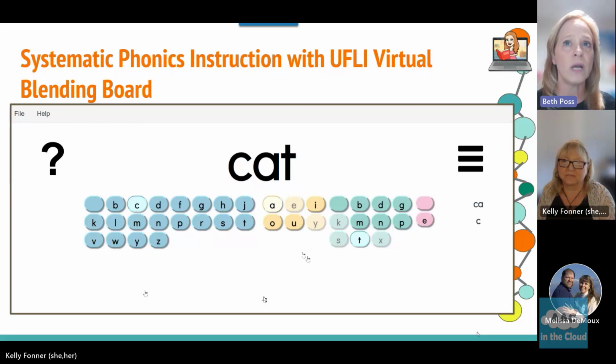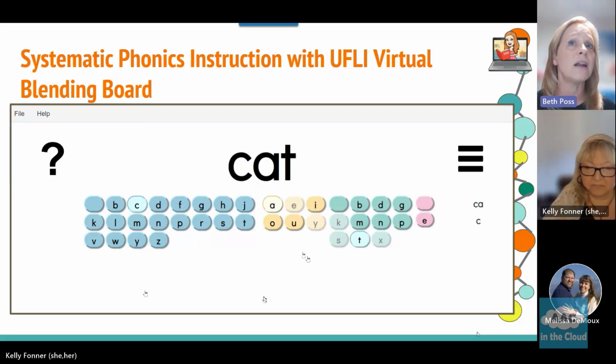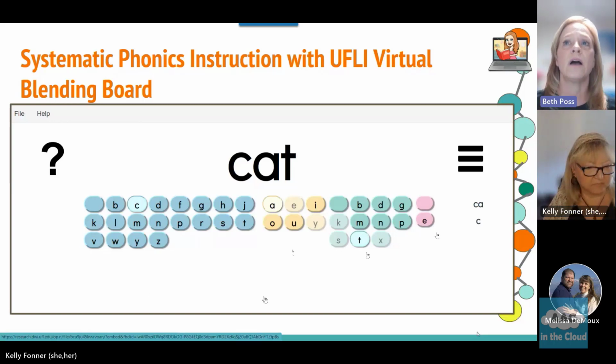You're going to follow a systematic plan of introducing sounds and letters in a particular manner. And then the UFLI site has lesson plans that go along with this. So if you're not sure where to start with that systematic phonics instruction, don't worry. UFLI is going to give you those lesson plans along with the tools for it.